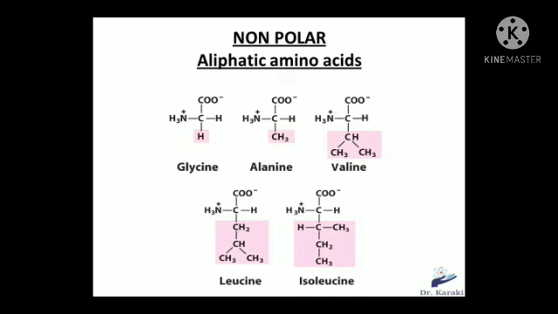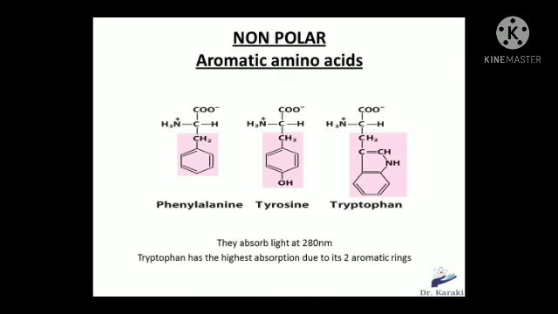Next is the classification of amino acids that are non-polar and aromatic, meaning they do not carry any charge but they carry a benzene ring in their structure. So they are three: phenylalanine, tyrosine and tryptophan. Phenyl means benzene ring, and alanine means the alanine amino acid. So you have to introduce the alanine amino acid over the phenyl group.